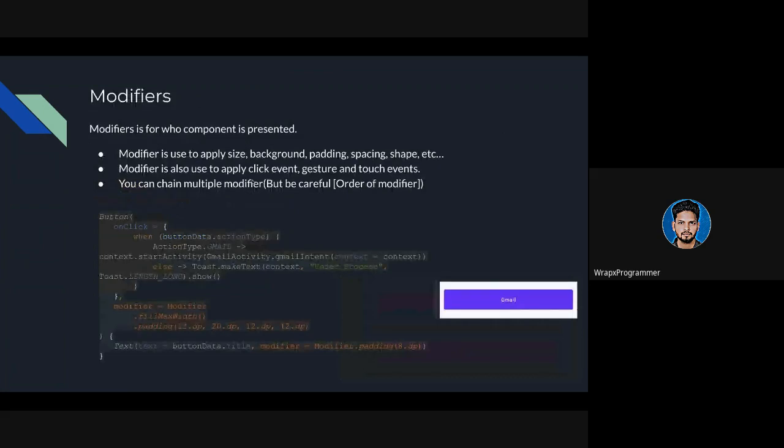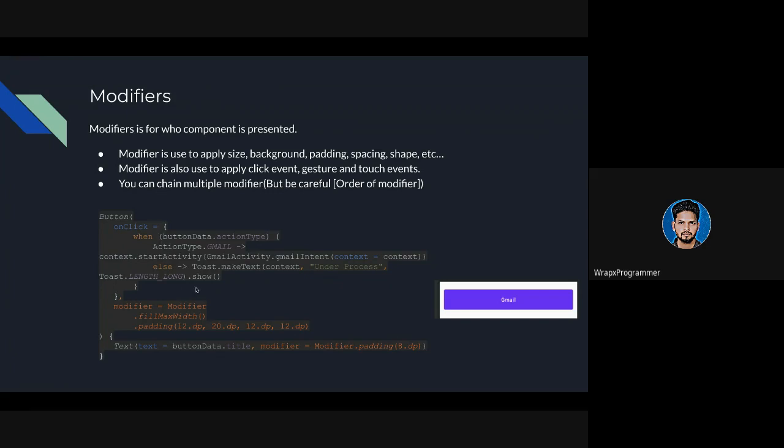Next is basically modifiers. A modifier is a kind of attribute, which we previously used in our XML. So just like we used attributes in XML, here we have the modifier. By using modifier, we can change the background, the size of an item, the spacings and shapes and all. Then we can also provide click gestures and touch events by using modifier. And we can do chaining, but we have to do chaining very carefully.